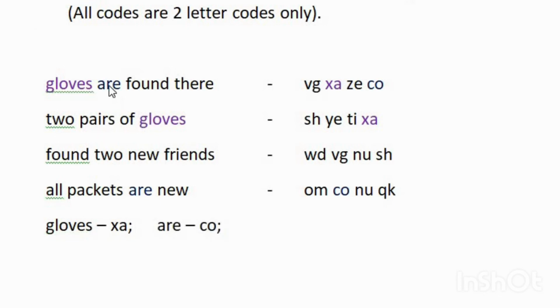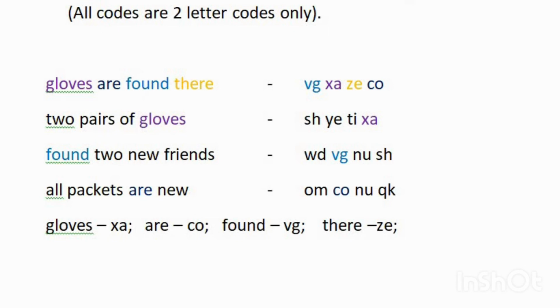Next, the word R is present in the first line and in the fourth line. Therefore, the code which is common in the first line and fourth line is CU. So the code for R is CU. Next, the word found is present in the first line and in the third line. So the code which is common in the first line and third line is VG. So we can write the code for found is VG. Now the only remaining word in the first line is there. Therefore, the remaining code in the first line is ZD. So we can say that the code for there is ZD.